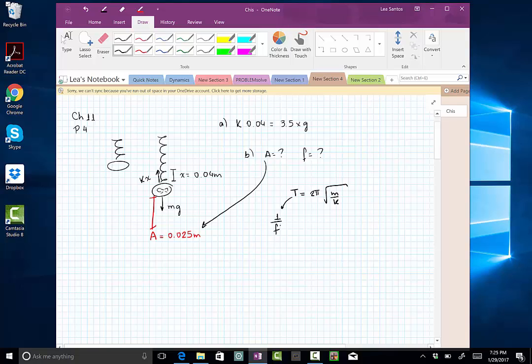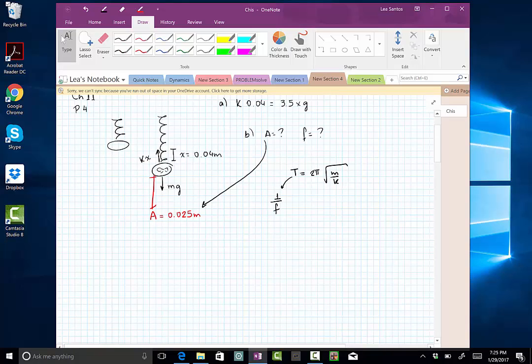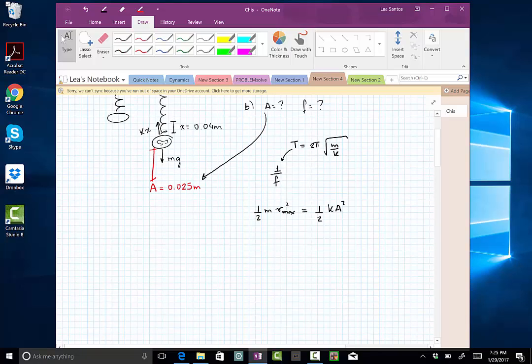But suppose you don't remember this equation. I don't memorize these equations, I always derive them. So how would you derive it? Well, use conservation of energy. What we know is the maximum kinetic energy is equal to the maximum elastic potential energy. Okay? This is conservation of energy.